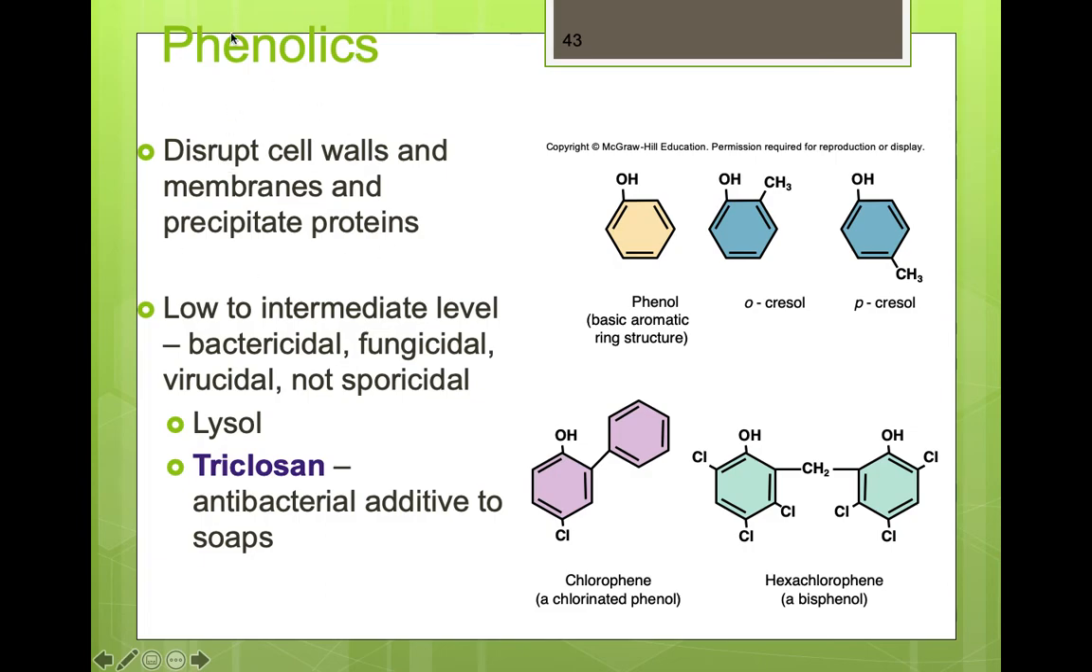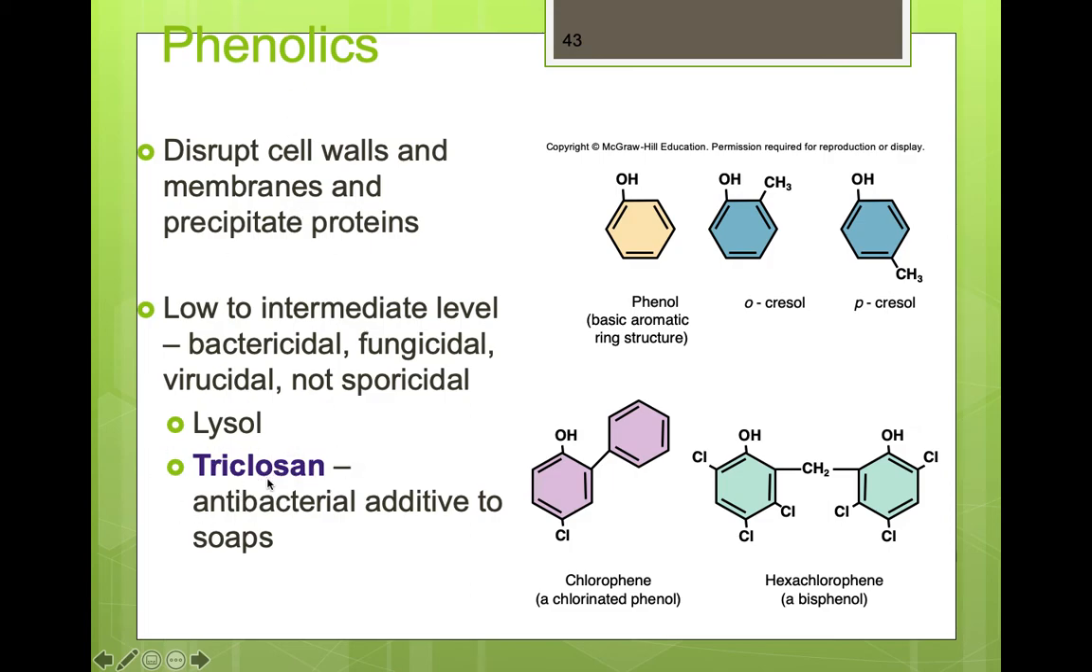So these things screw up the ways the cell walls and cell membranes function. If your cell walls and your cell membranes don't work properly, you're going to have some problems regulating things that move in and out of your cells, water regulation, and things like that. And it also causes, once again, your proteins to mess up. It can cause your proteins to fall out of the cells, to change their shape, to no longer work. It's a low to intermediate level at the best. It doesn't really kill a lot of mold spores, fungal spores, and things like that, but it'll kind of kill everything else. Lysol is a form of phenolic, and then triclosan is another very common form of phenolic.